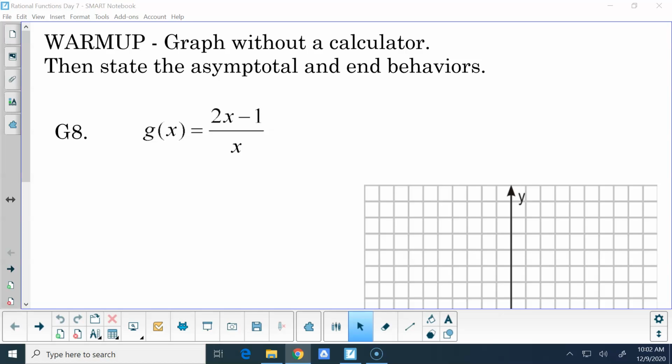Yeah, so let's graph this one without the use of a calculator, and then let's state the asymptotic and end behavior. I would do all of your work on one of those pink graph papers because there's plenty of room for you to do your work on that. Okay, go for it.